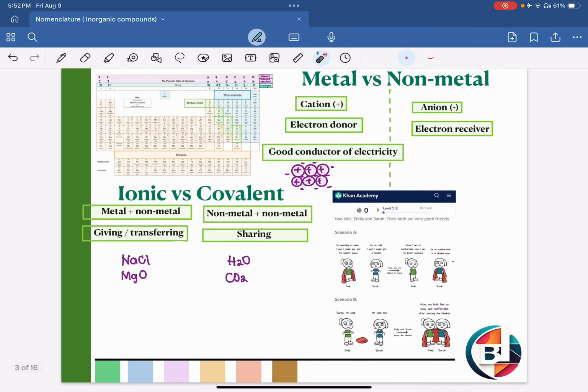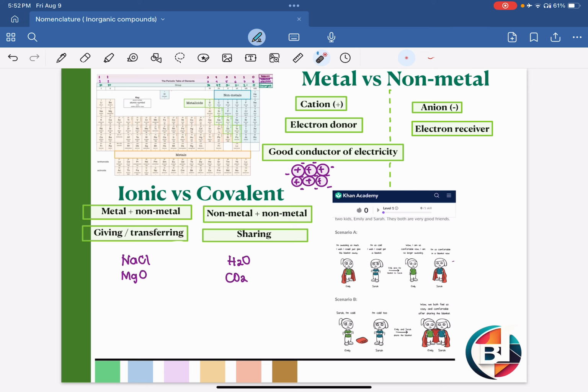Following this, let's examine the differences between metals and nonmetals. Metals and nonmetals are distinct in several ways. For instance, metals typically form cations. Cations are positively charged ions. Why? Because they are known to be electron donors. So whenever they are donating their valence electron, they turn positive.